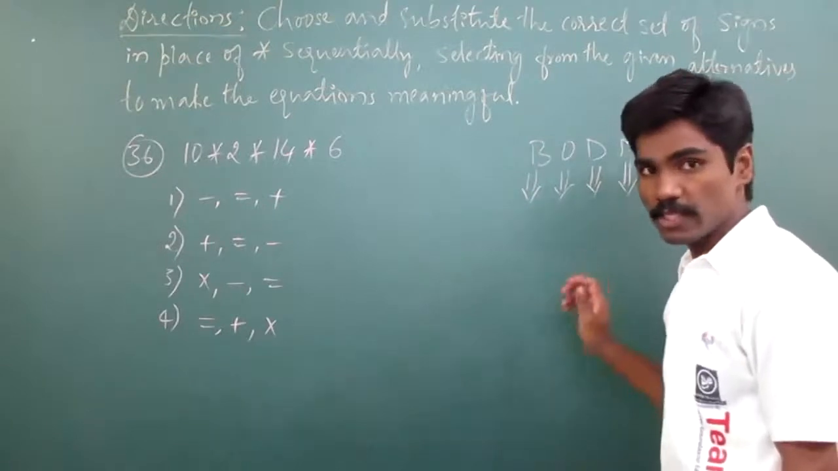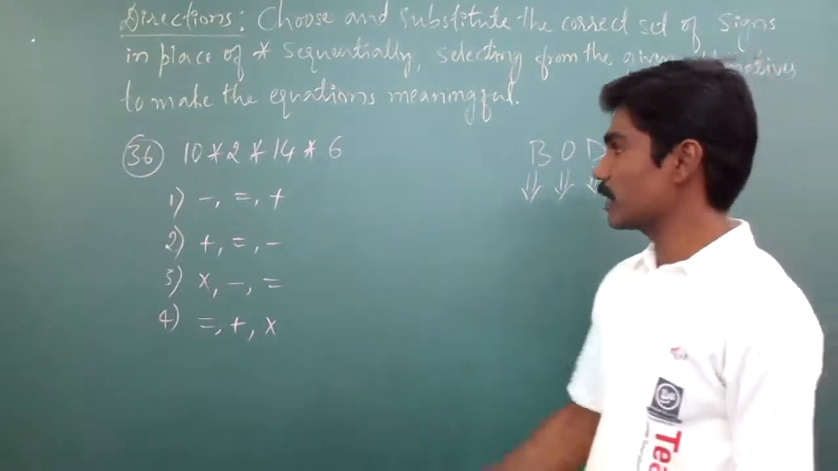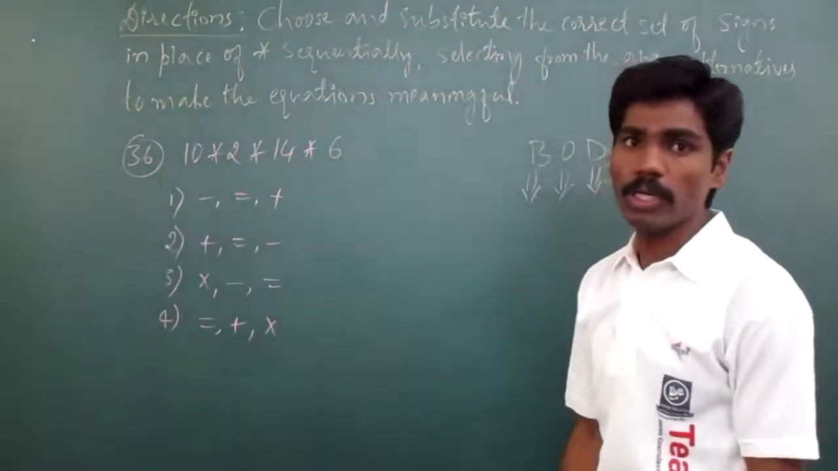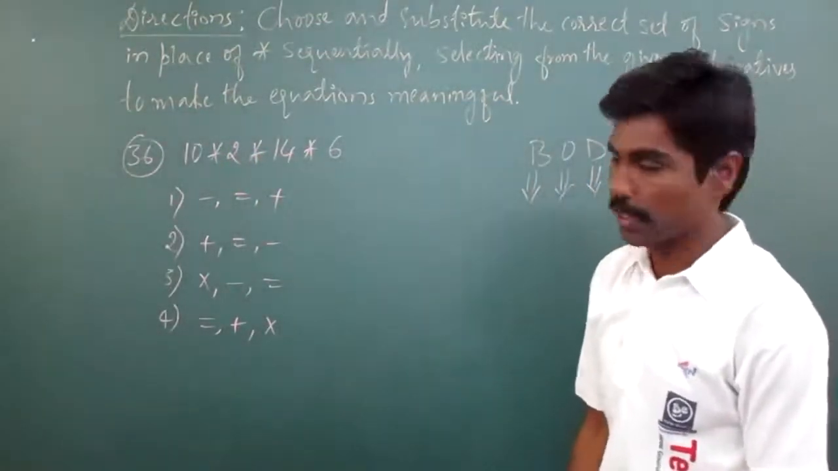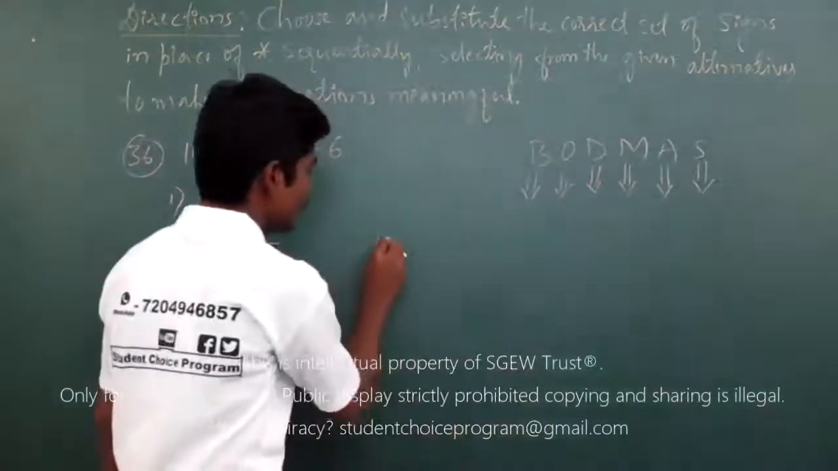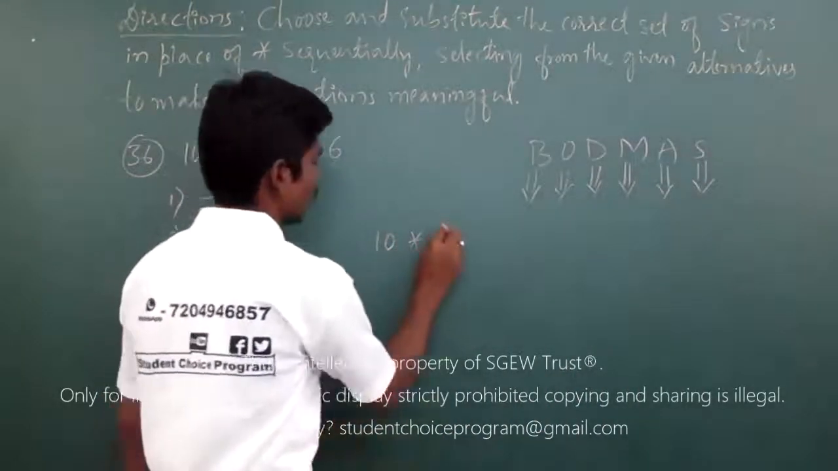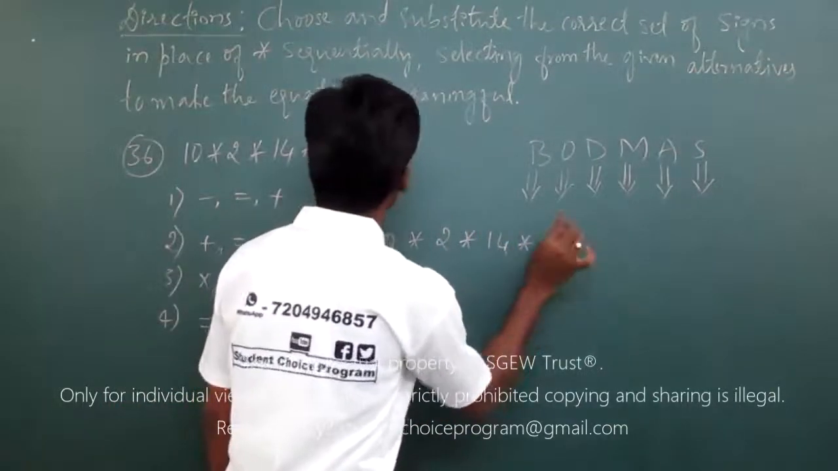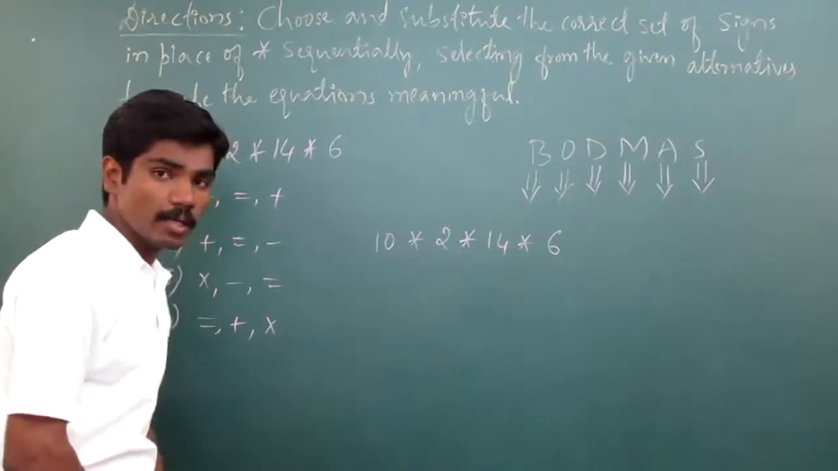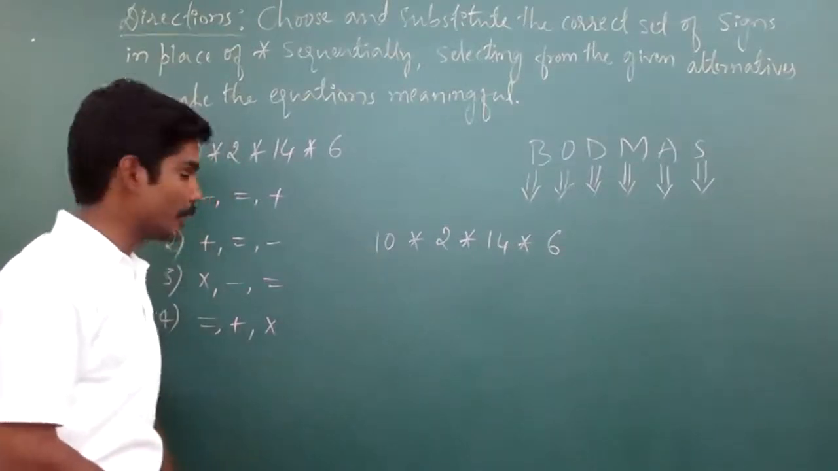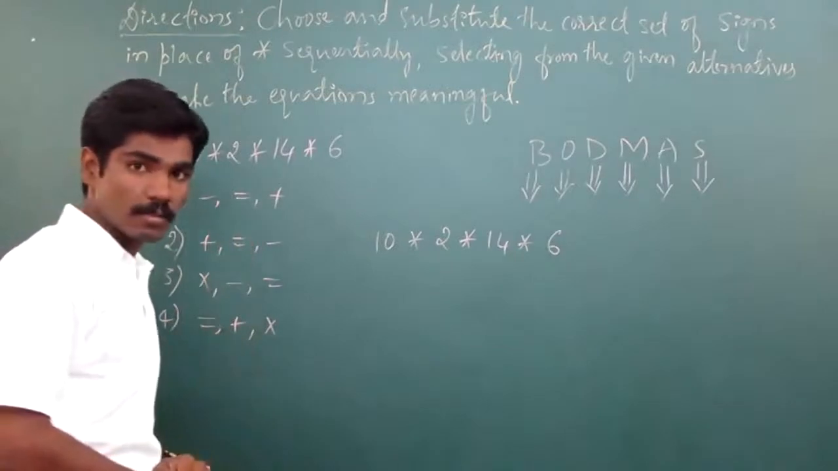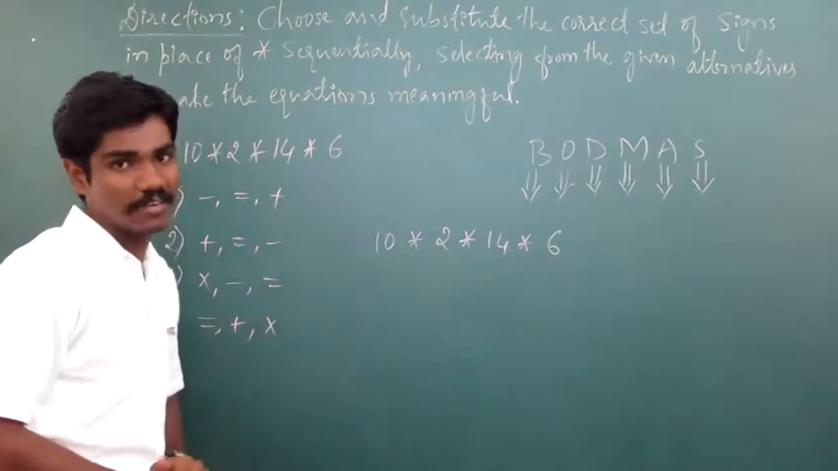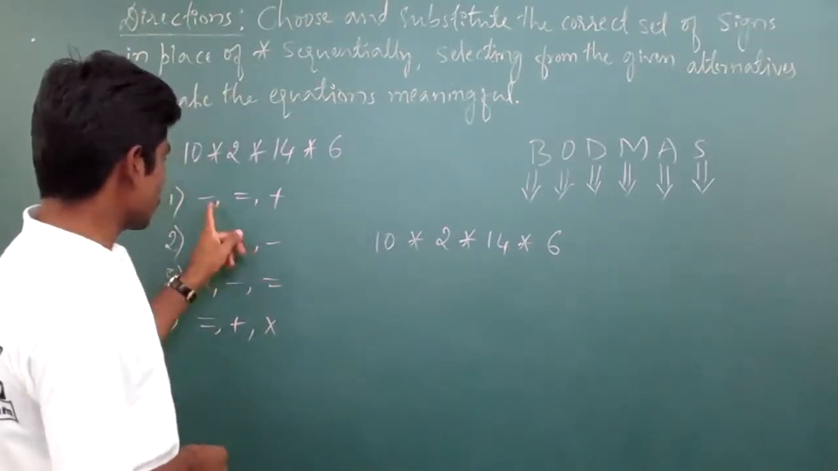Okay, with this knowledge, let me see the given question. The given question is 10 star 2 star 14 star 6. Now as I told you earlier, to solve such problems, we need to consider the given options and these stars should be replaced by the given set of signs sequentially. The first option is having minus.